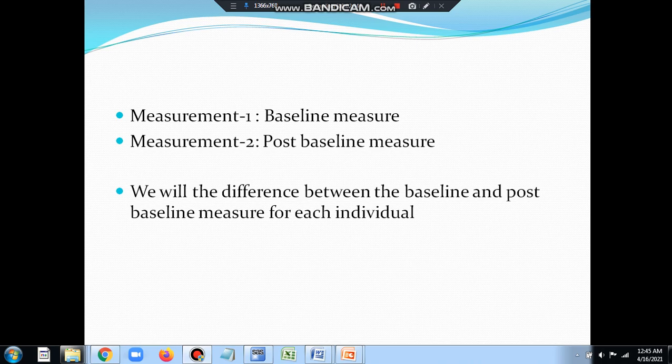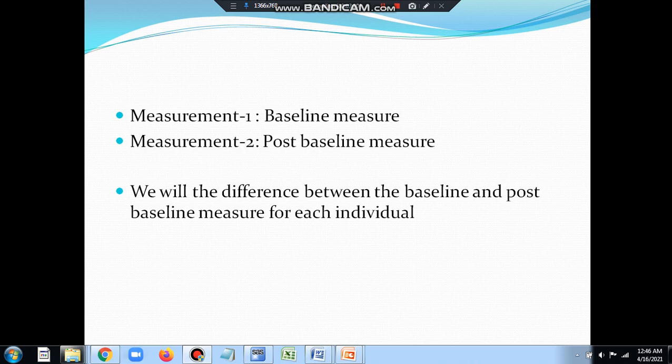We will see the difference between the two measurements, measurement 1, which is the baseline measure, and measurement 2, the post-baseline measure, and see whether the difference is really significant or not. So in scenarios such as this one, where we have two measurements for the same individual, we'll go for a paired sample t-test, also called a dependent sample t-test.